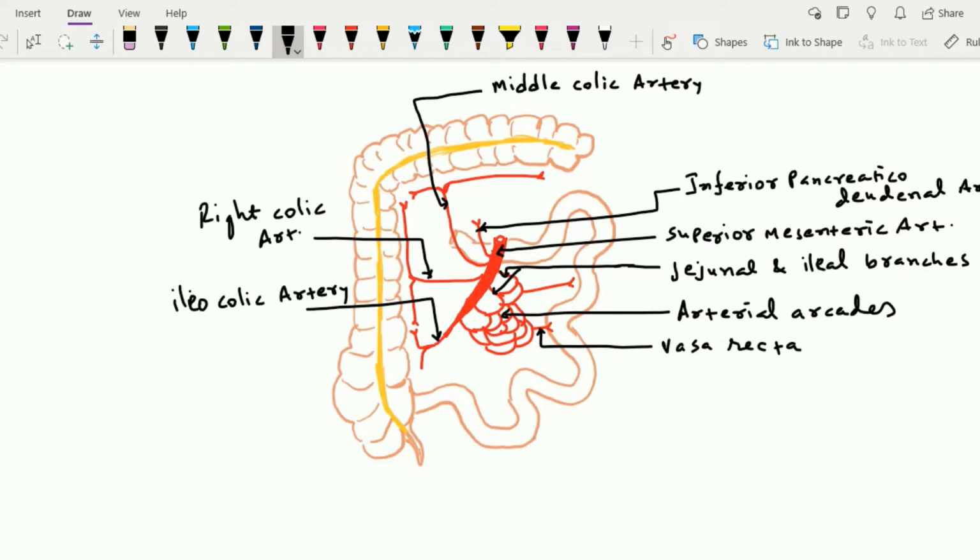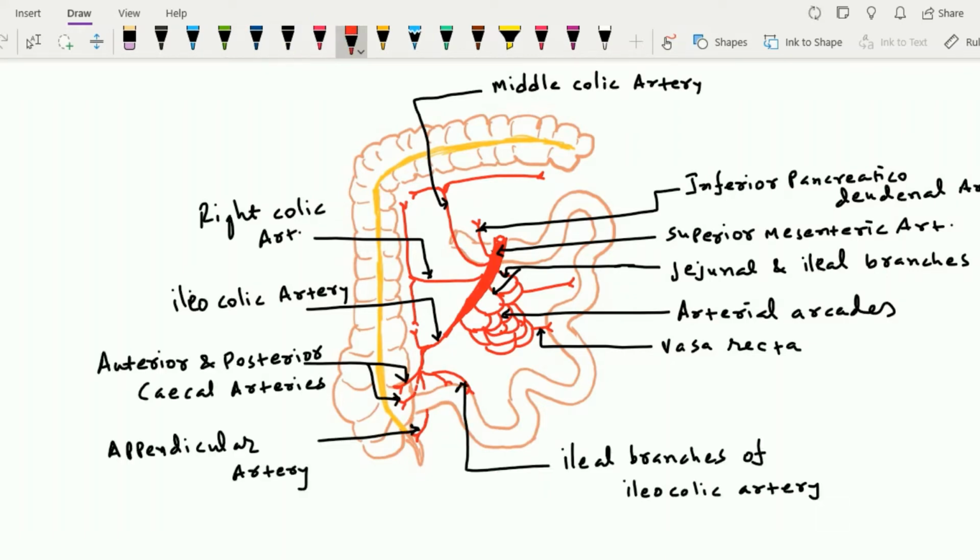The descending branch of this ileocolic artery soon divides into four branches. One passes anterior to the cecum, and that is the anterior branch. One passes posterior to the cecum, and that is the posterior branch. One branch passes behind the ileum and reaches the appendix, and that is the appendicular branch. And the fourth branch is the ileal branches, which supply the terminal part of the ileum.